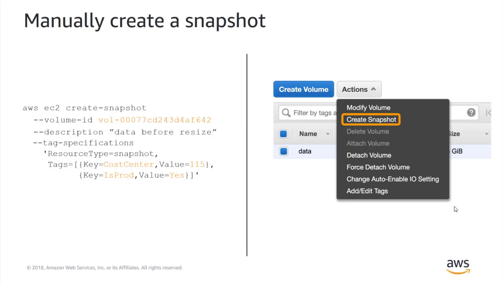If you need to manually create a snapshot on a volume, you can use the CLI command create snapshot, or you can trigger a snapshot through the AWS Management Console. This method works great for quick, one-time snapshots or for light scripting.